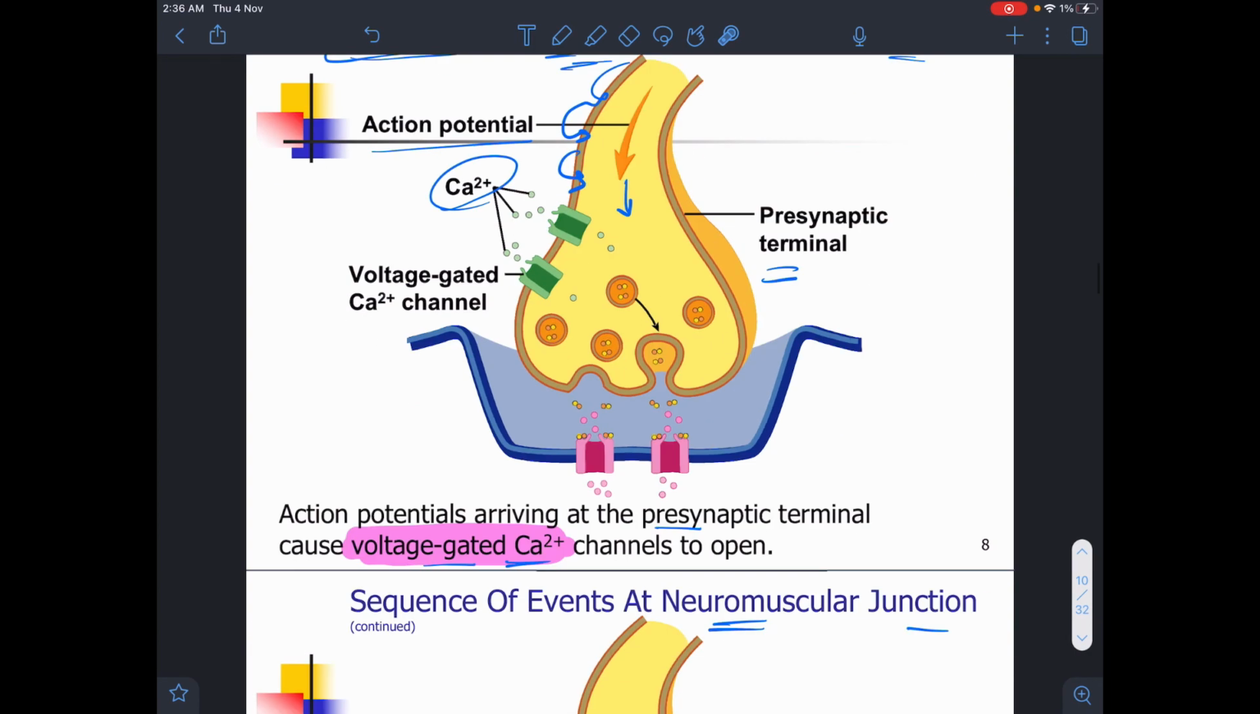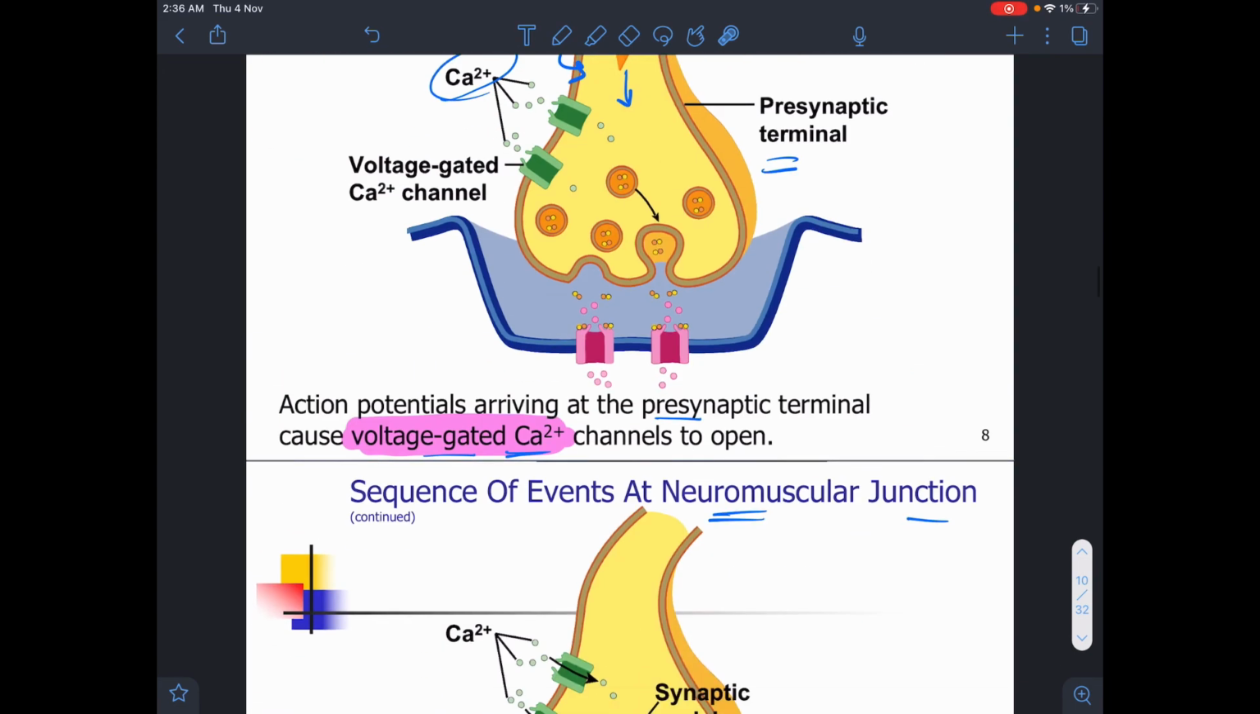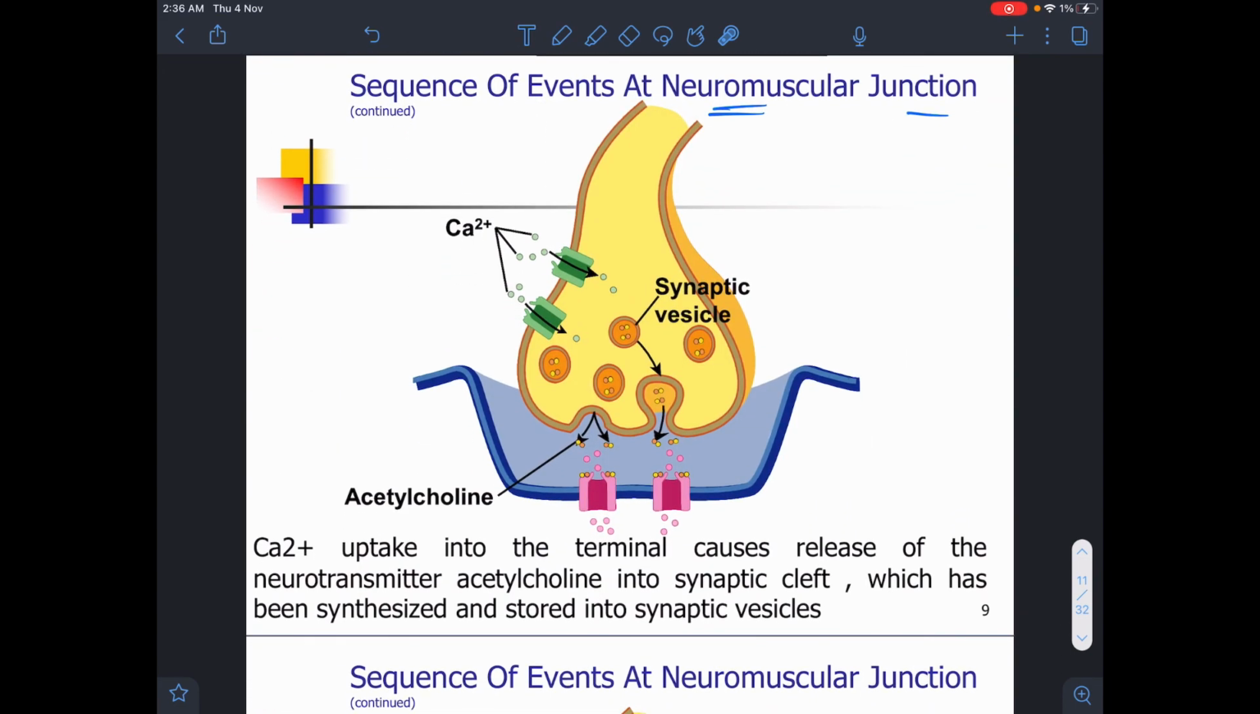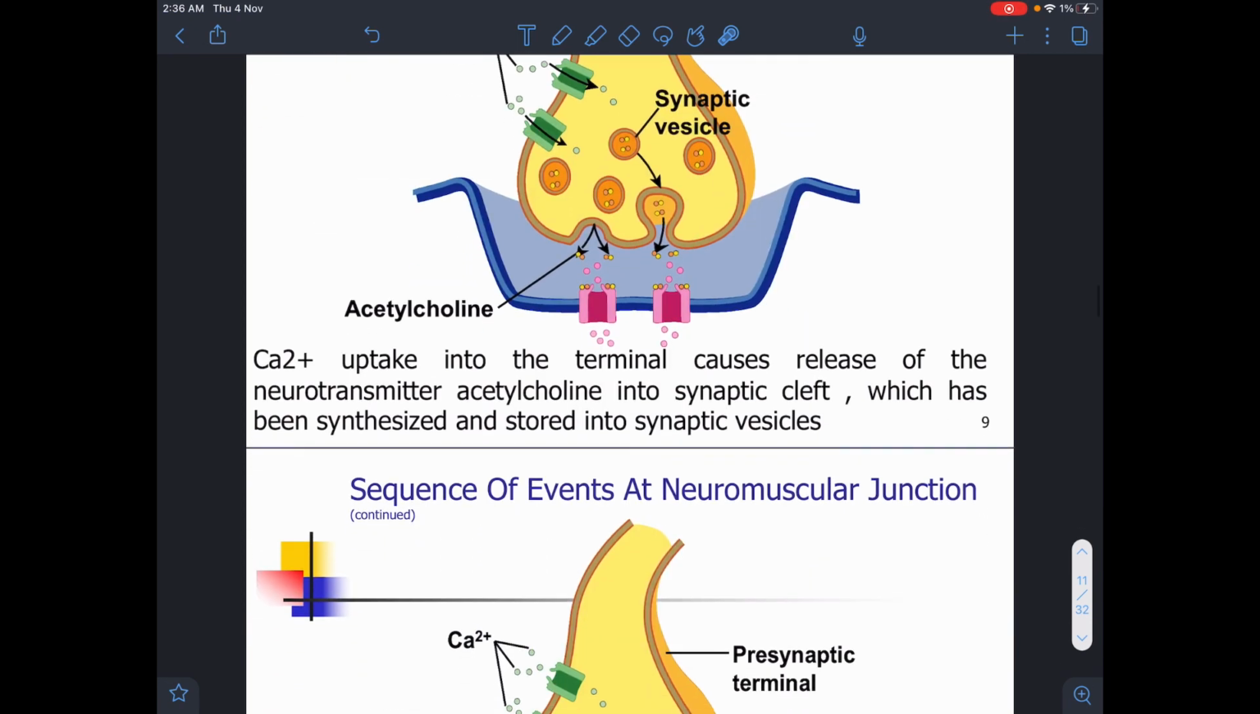Let's look at the written text. Action potentials arriving at the presynaptic terminal; this is the presynaptic terminal. They cause voltage-gated calcium channels to open. Okay, excellent. What happens here? Calcium uptake begins into the terminal, causing release of acetylcholine. Good.